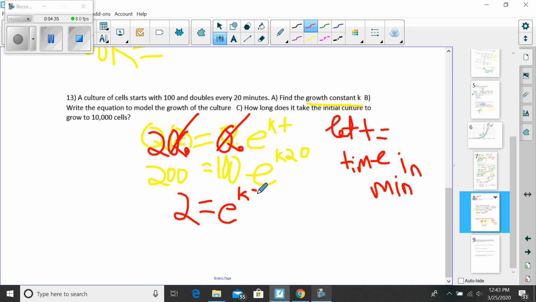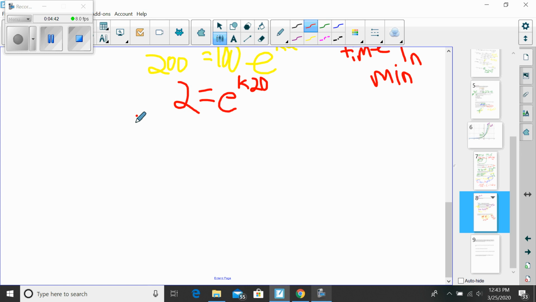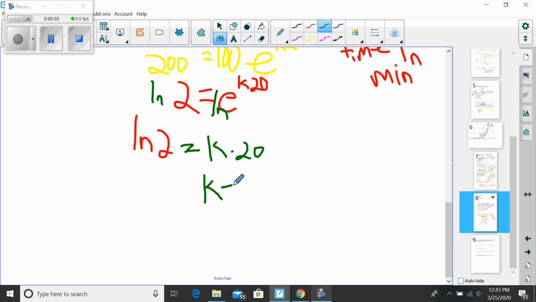T is 20. Okay, so I'm going to take the natural log of both sides. I'm going to start jumping ahead a little bit more. Natural log of both sides, natural log of 2, right? That would give me natural log of this, natural log of this. That's going to leave me with K times 20. So K is equal to the natural log of 2 over 20.